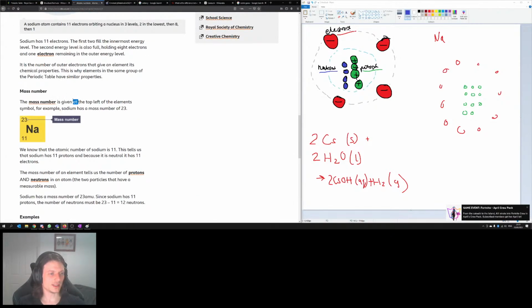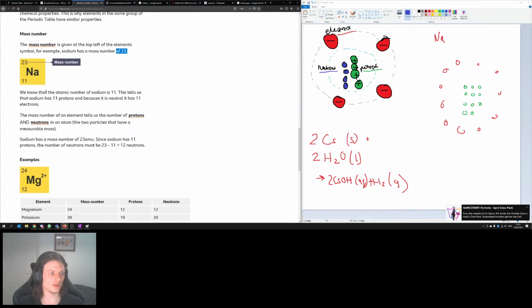The mass number is given at the top left of the element's symbol. For example, sodium has a mass number of 23. We know that the atomic number of sodium is 11. This tells us that sodium has 11 protons, and because it is neutral, it has 11 electrons. That makes 22. The mass number... Oh no, hang on, because one of these doesn't have a mass. I can't remember which one it was now. Let's see. The mass number... Yep, okay.